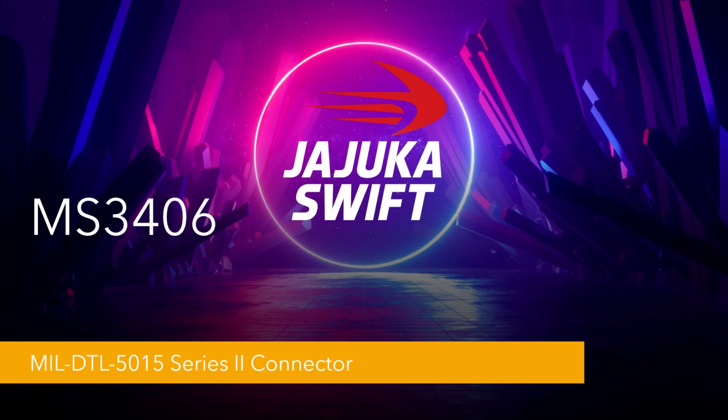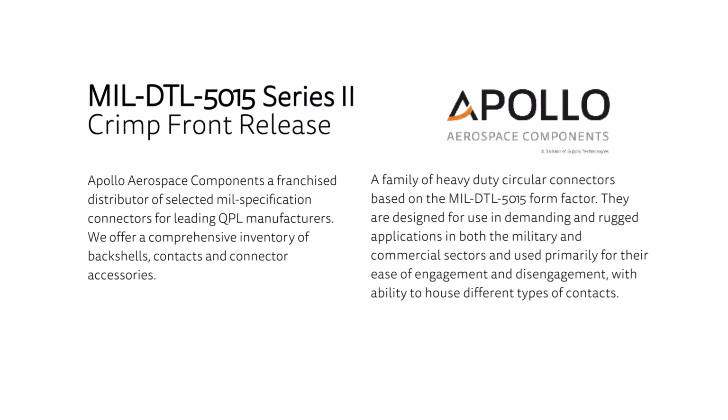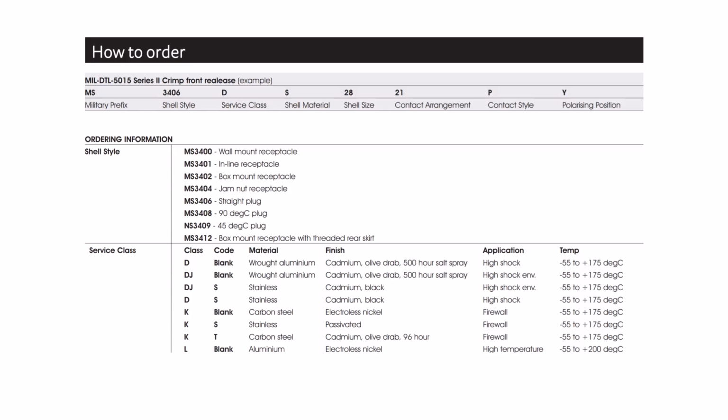This video introduces MIL-DTL-5015 Series II connectors. We'll focus on an example using the MS3406 connector and walk through how to decode its part number. To do this, we will use the APOLLO Aerospace Components datasheet. On the second page, we see a perfect example of how to break down the connector part number.